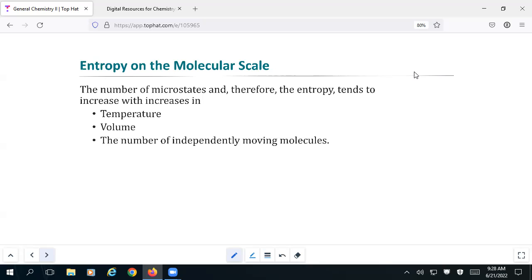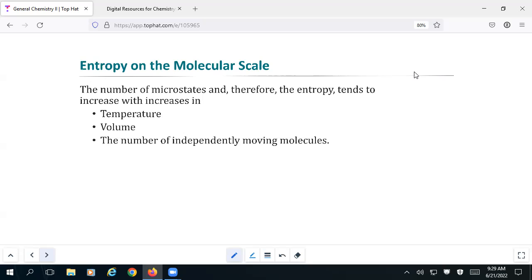We can see increases with increases in volume. Increase the volume, now you have more space to work in, and that's going to lead to more different kinds of variations, different combinations. Imagine that instead of having that little block that those marbles could go in, we change it into a large room. A lot more ways for those to arrange themselves if they're not confined to those pegboards.